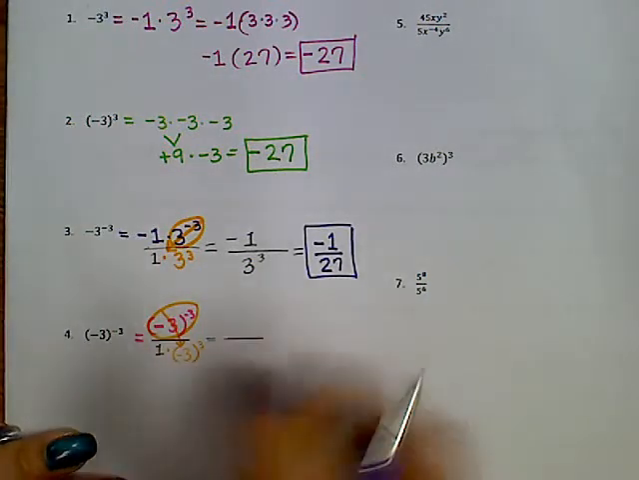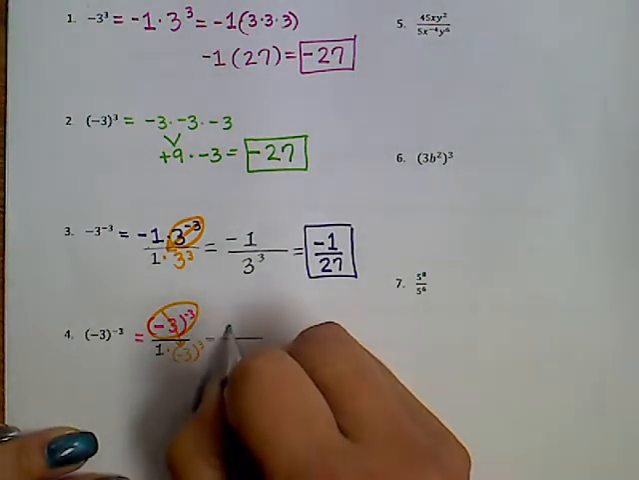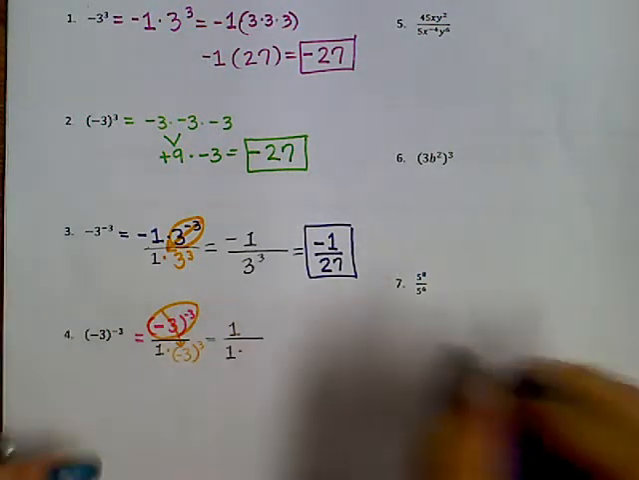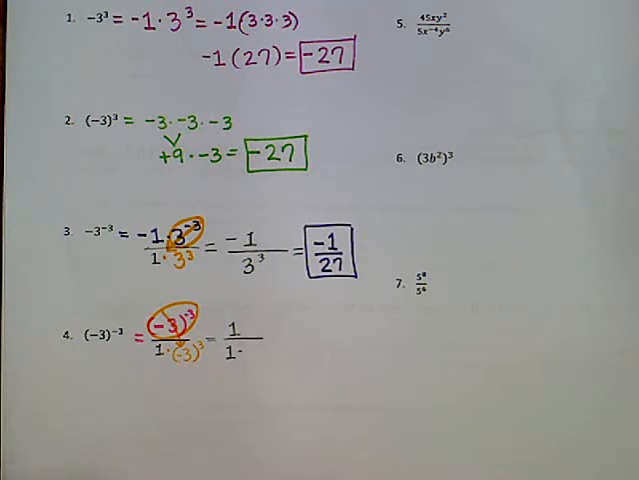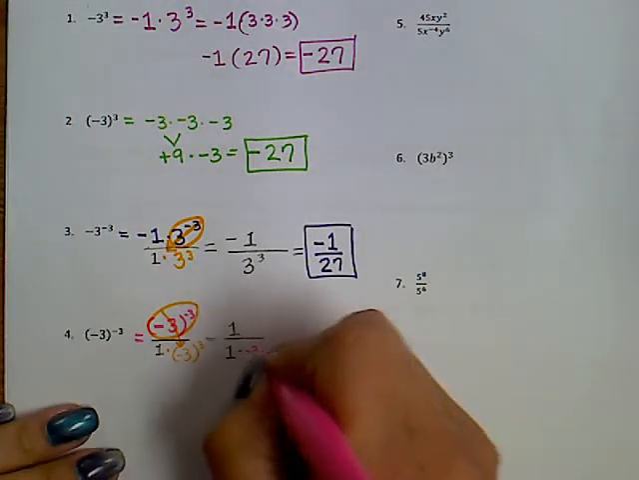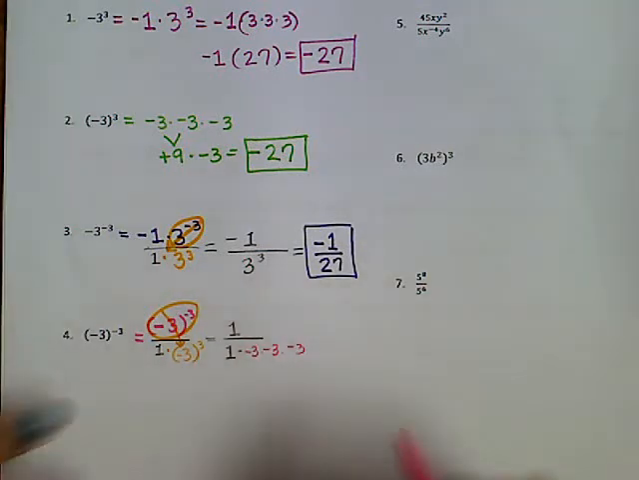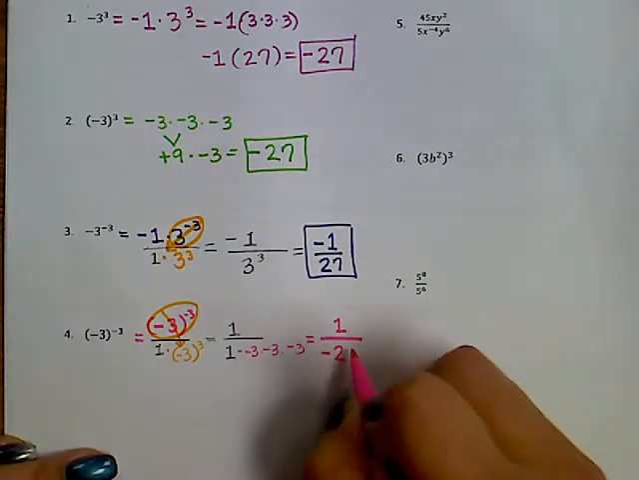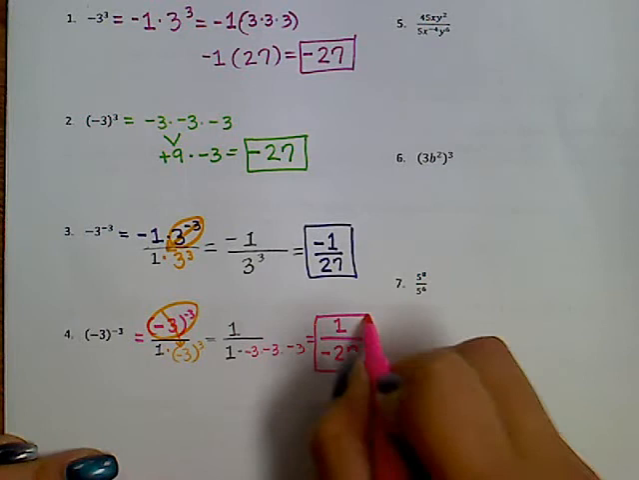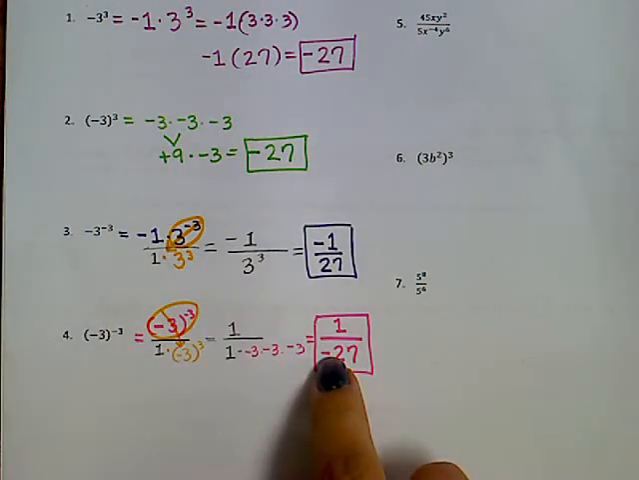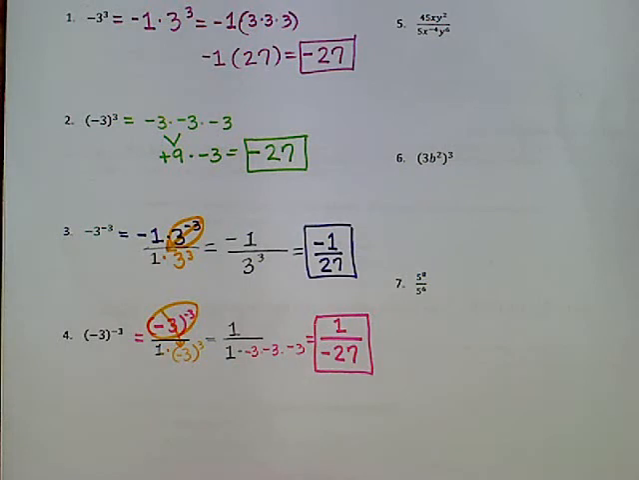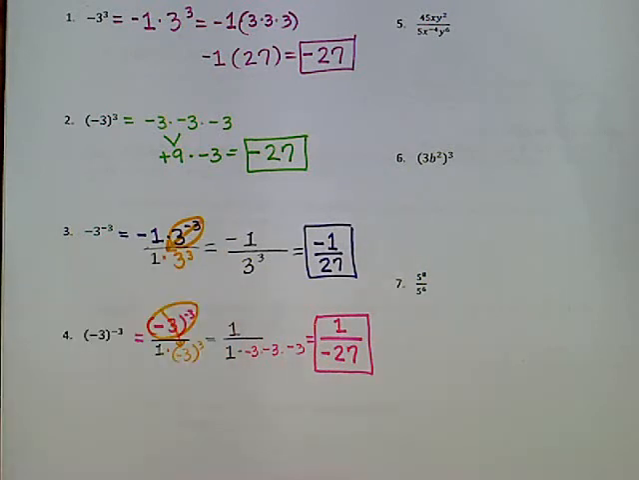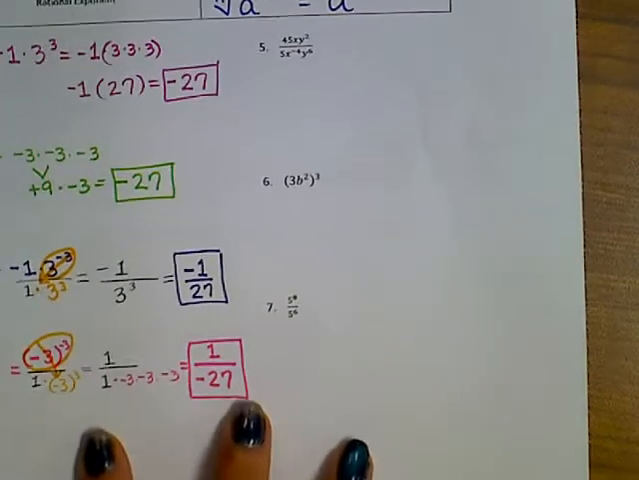Since I have nothing remaining on top here, I could assume that to be a 1. And I still have technically this 1 here. It's not necessary. Negative 3 times negative 3 times negative 3, which I know to be negative 27. Both of these are exactly the same. It doesn't matter whether or not I have my negative on top, bottom, or in the center. It's coming out to the exact same number because I have an odd exponent. Let's continue on with number 5.